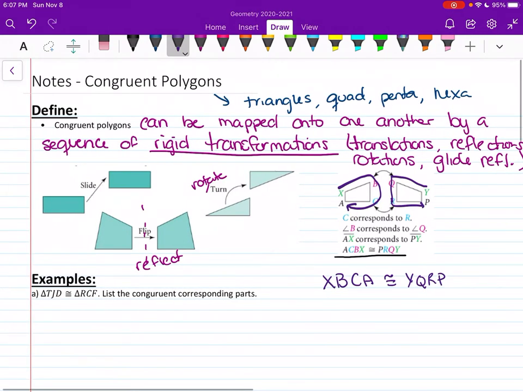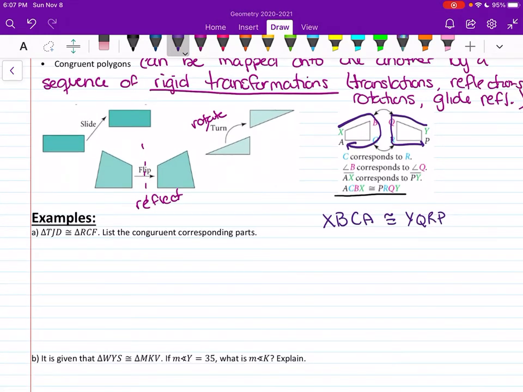So now if I look at this, I know that when two polygons are congruent, all of their corresponding pieces are congruent. The corresponding parts are my angles and my segments that make up those. So for instance, if I have triangle TJD and I know it's congruent to triangle RCF, I know angle T is congruent to angle R because they're in the same spot. When I write my congruent statement, I know that angle J and angle C are congruent. And lastly, I know that angle D and angle F are congruent.